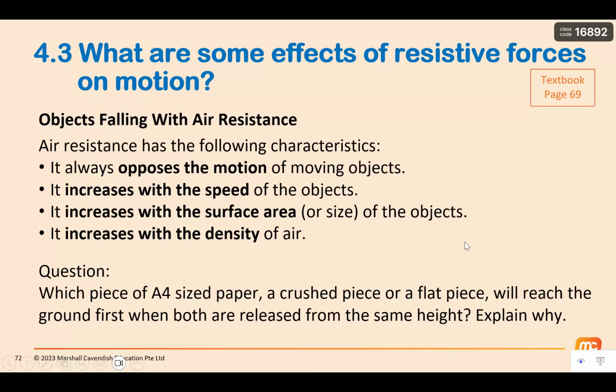So the question is, if you have an A4 size paper, where one piece is flat and uncrushed, while the other piece you crush up, and you drop these two pieces of paper, which reaches the ground first? The crushed one will reach the ground first, because when it is crushed, there is less surface area, and with less surface area, it experiences less air resistance. So the resultant force downwards will be greater on the crushed piece, and the crushed piece will accelerate faster and reach the ground faster.